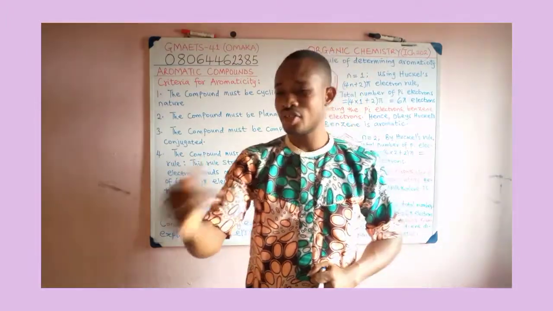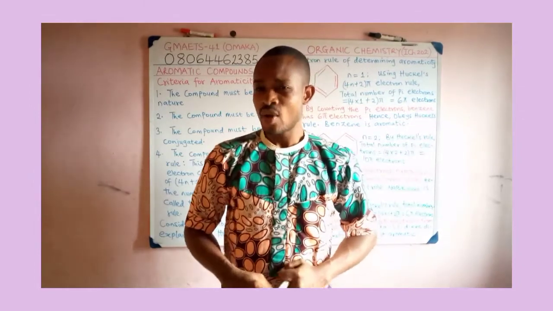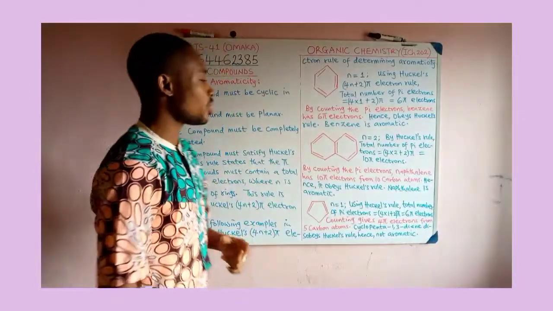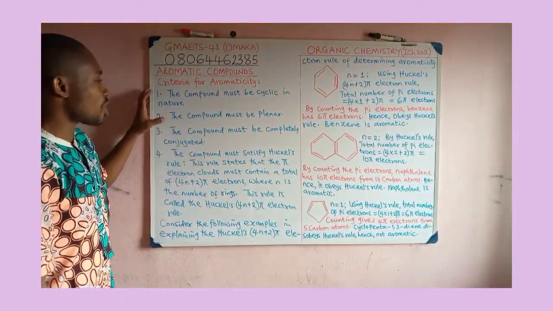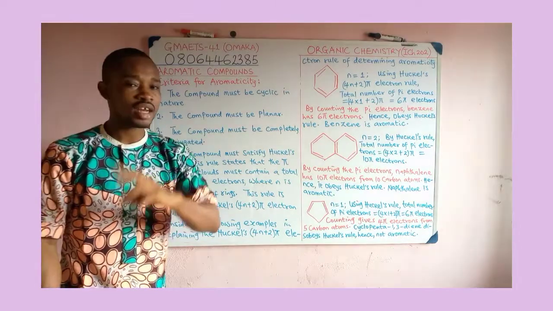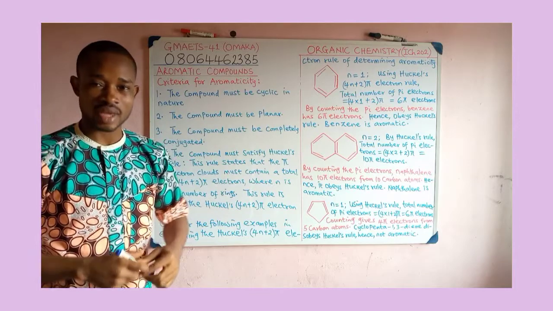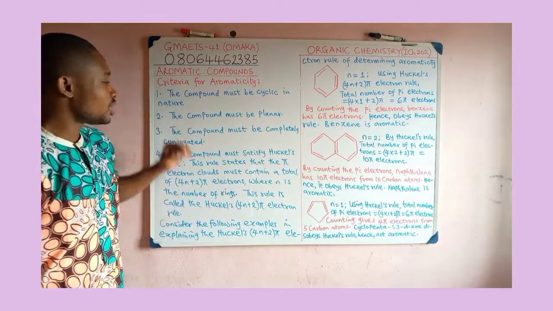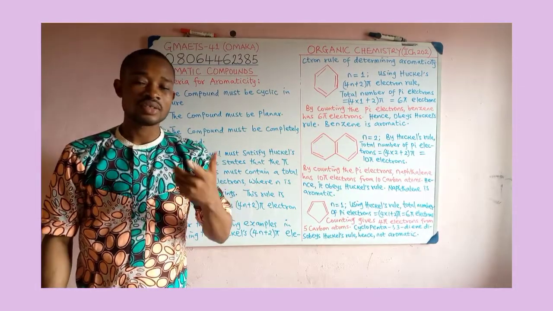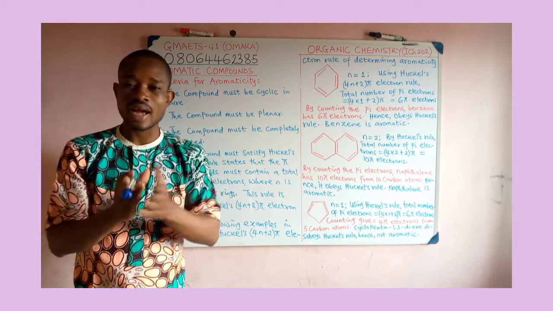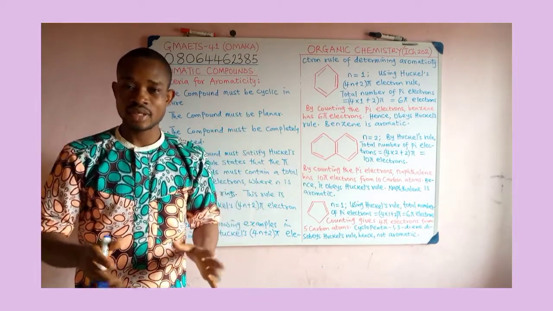Now, what are the conditions therein? We have them on the board, so we can just go through them. One of the criteria is that the compound must be cyclic in nature. It's not an open chain, it's a cyclic what? Ring. Then number two, the compound must be planar. So the carbon atoms in the ring must lie in the same plane.